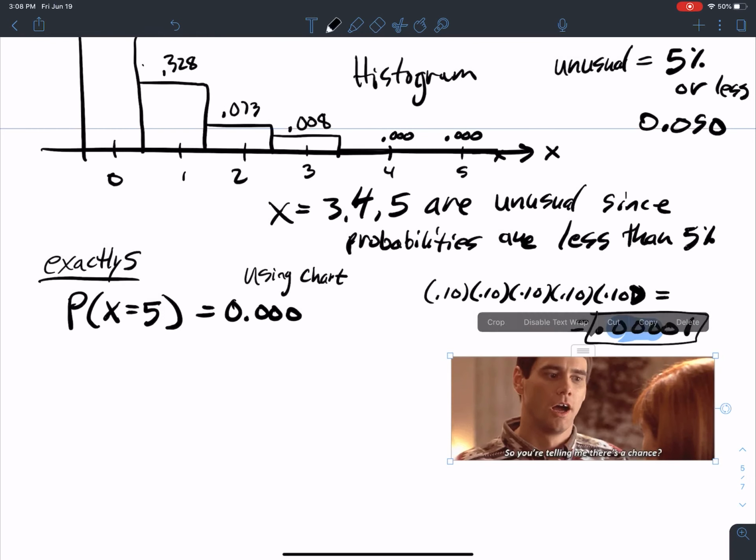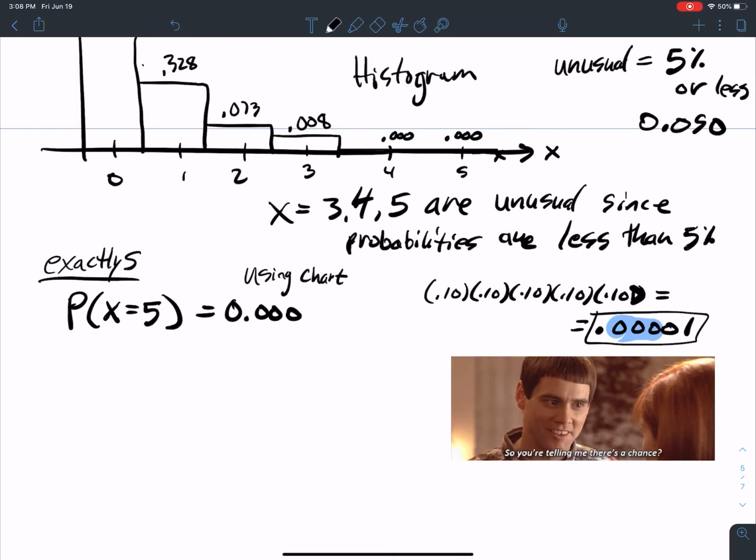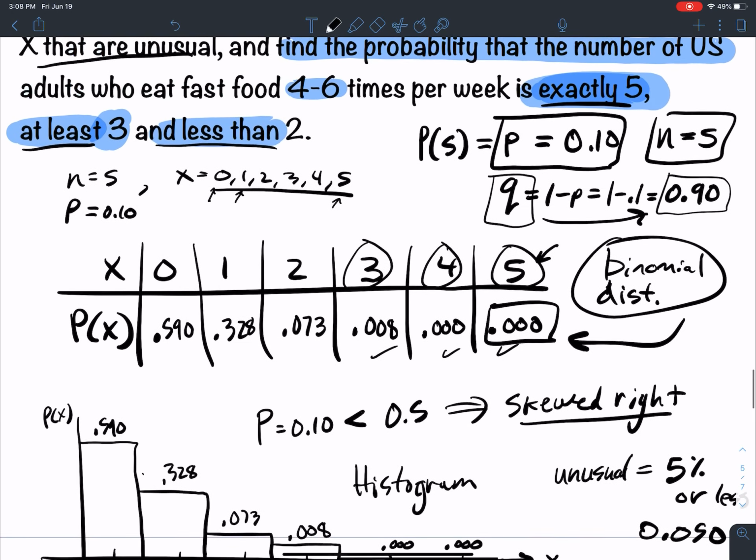All right, so it's really small, but there is a chance. Now, most times you're just going to have to do 3 decimal places, so you're good to go. Now, what about this scenario?